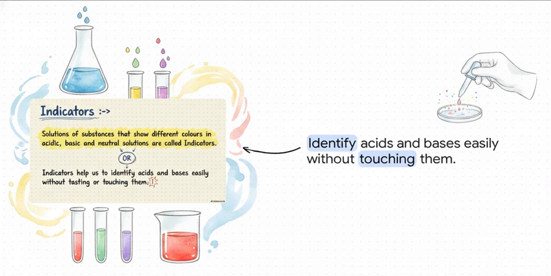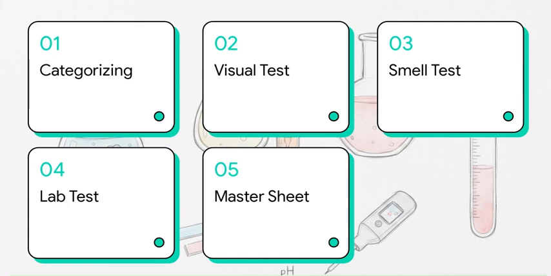That touching part, absolutely critical. These substances are so incredibly valuable because they give us this vital layer of safety. They allow us to essentially see the chemical nature of a liquid just by dropping a tiny bit of an indicator into it and watching what happens. Okay, so here is our roadmap for today. First, categorizing indicators. Second, the visual test. Third, the smell test. Fourth, the lab test. And finally, number 5, the ultimate master sheet.